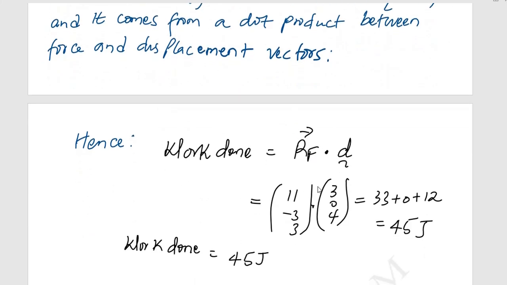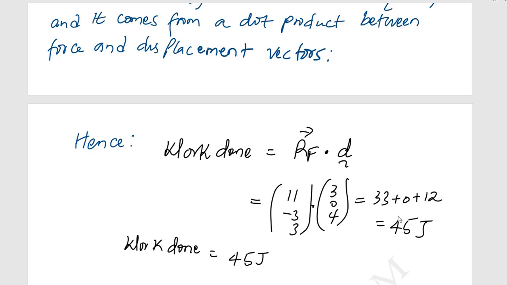Therefore, for me to get the work done, it will be the resultant, because it is the resultant that is going to move this particle through a displacement D. So this will be (11, -3, 3), which is the vector of the resultant force. Then we dot it with the displacement vector, which will be 11 times 3, it will give you 33, plus negative 3 times 0, which will give you 0, plus 3 times 4, which will give you 12.